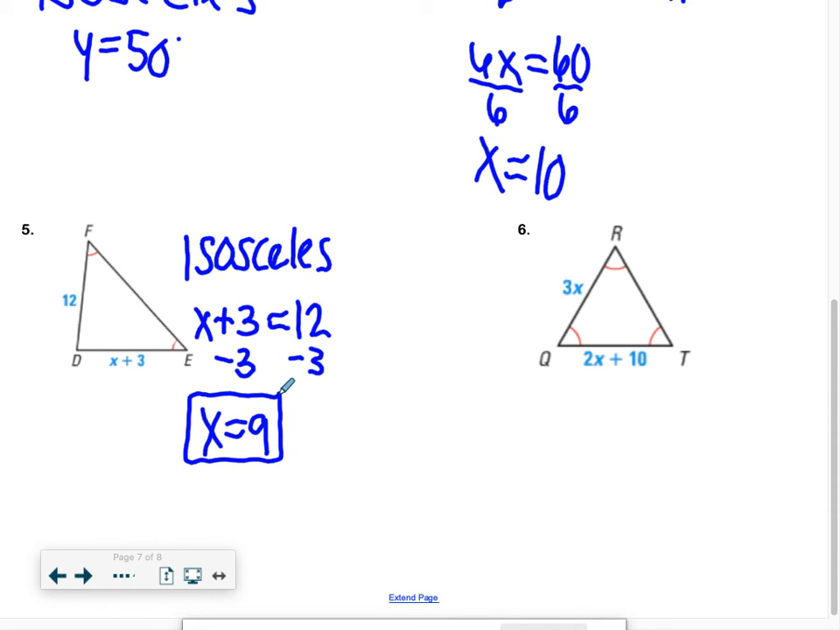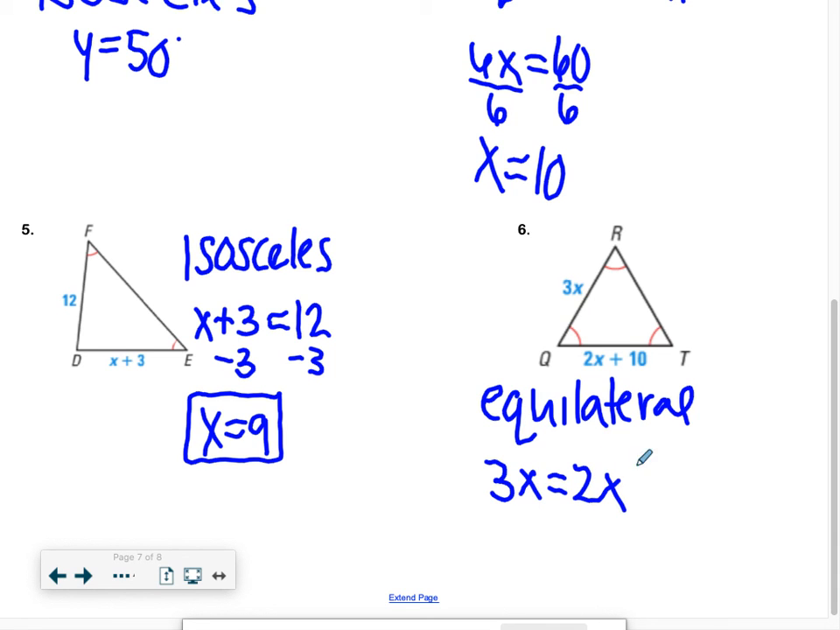So this one's not talking about angles, right? So this one's equilateral. And we know all of our sides are the same, and we know the same means they're equal, so all you have to do is set 3x equal to 2x plus 10, and then just solve for x.